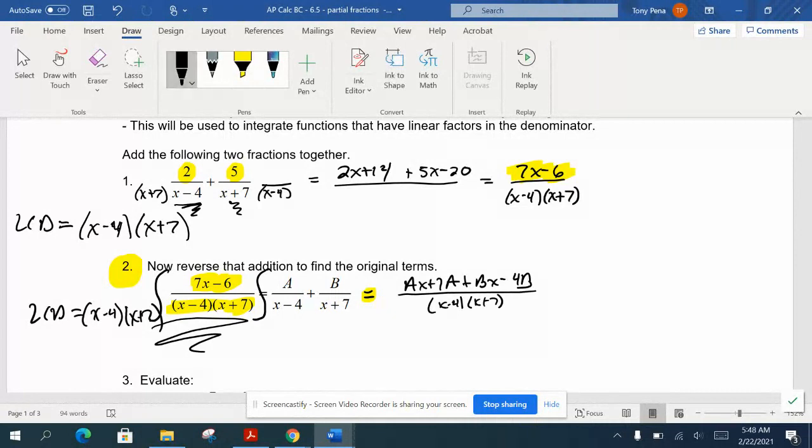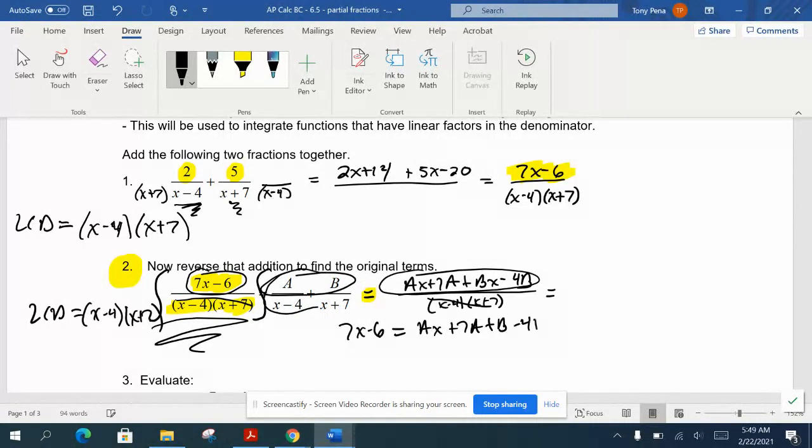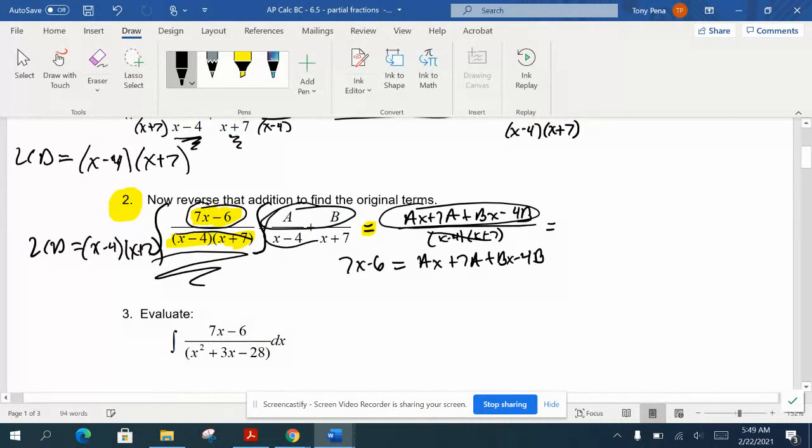So as we go to clean this up, because we now have an equation, let's just say we multiply everything by your denominator right now, so that when we do that, this would cancel and this would cancel, and all we're really left with now is this 7x minus 6, the original numerator, and then what this numerator has turned into is this. So then we're going to set that equal to the ax plus 7a plus bx minus 4b. Next step.